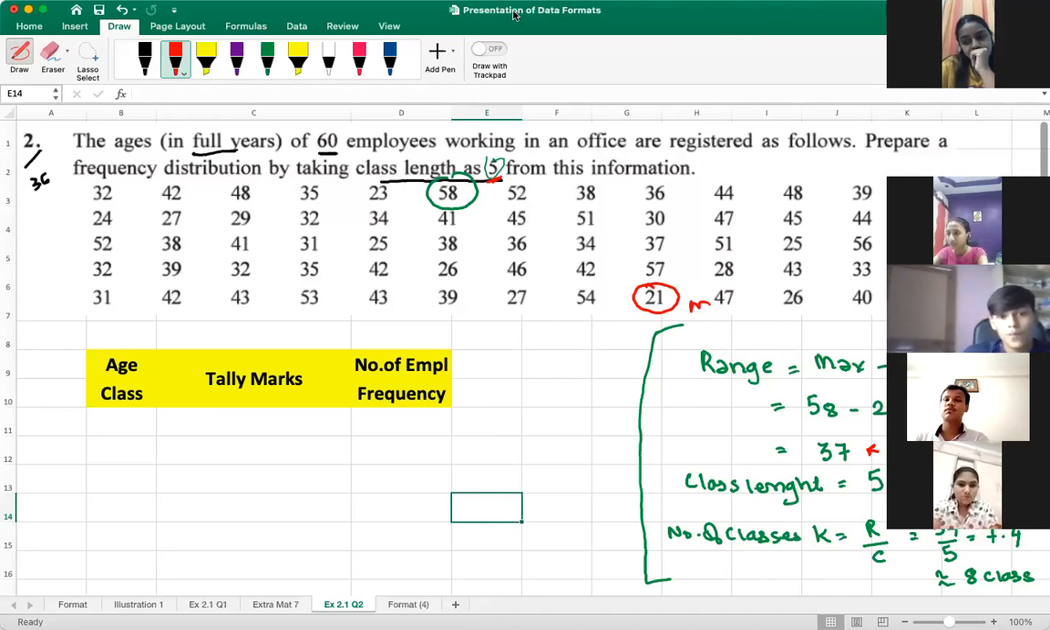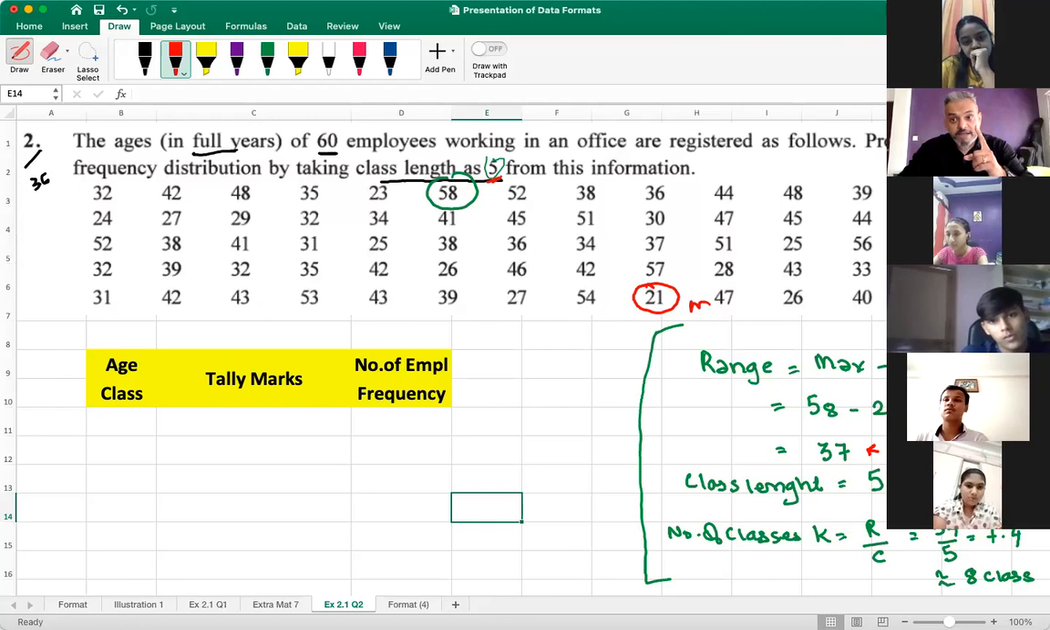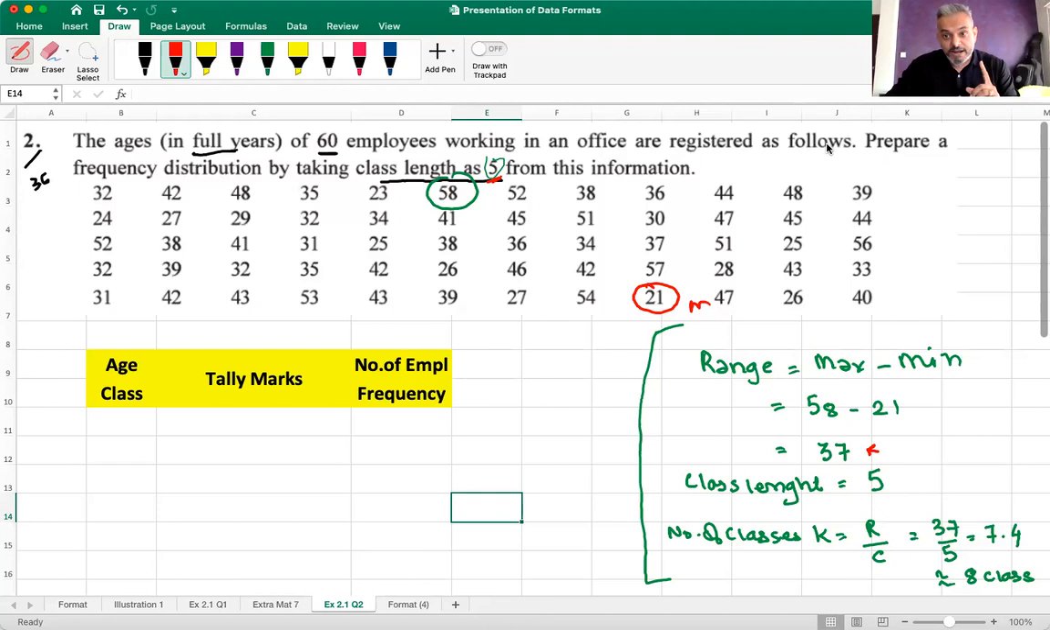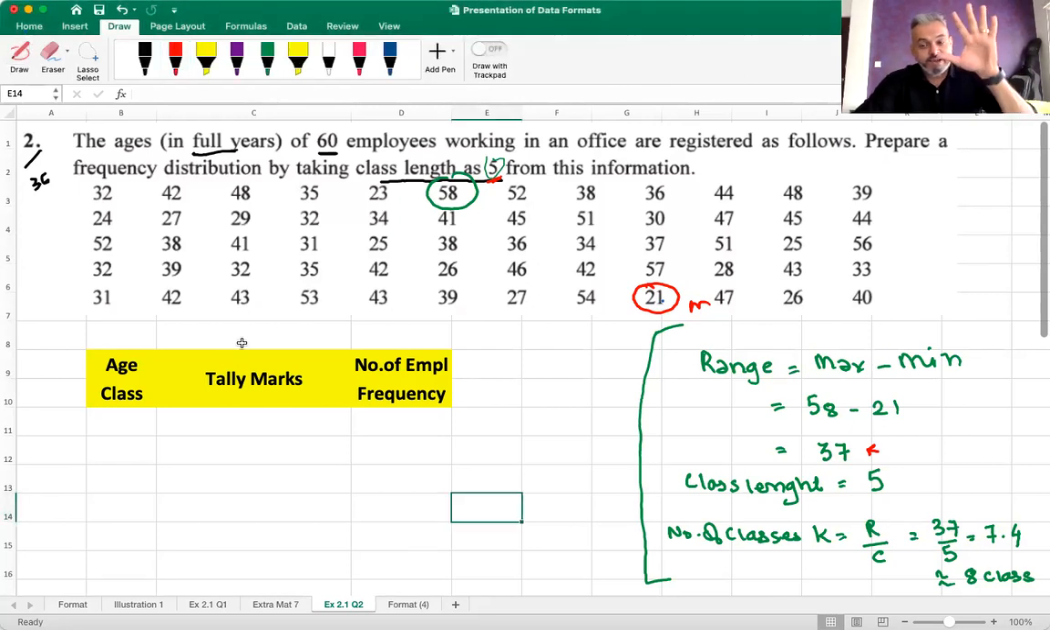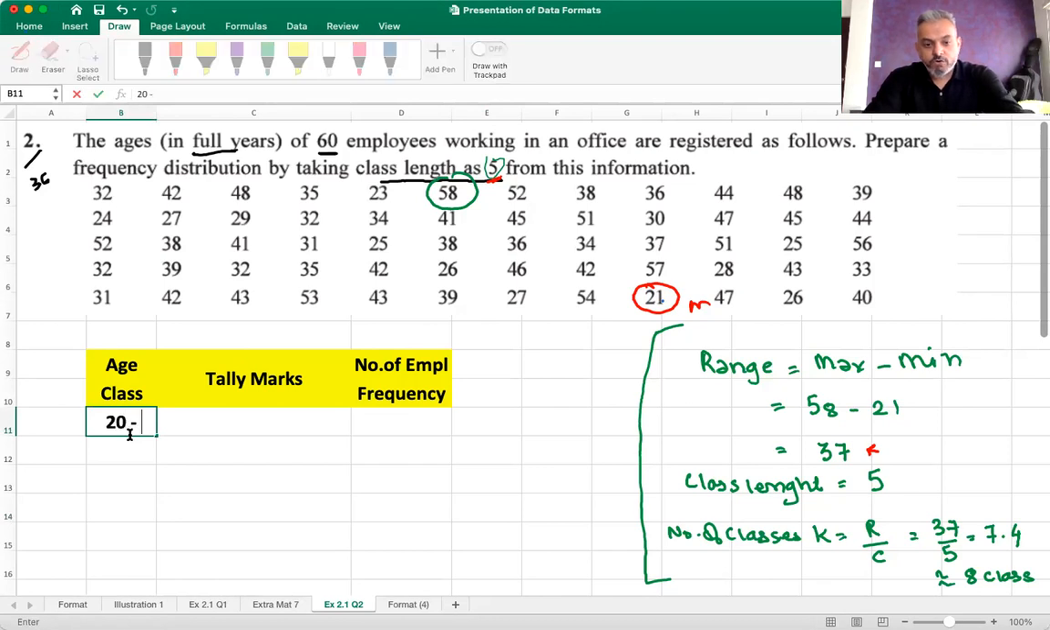Now, how do we have to make the classes? Which will be the first class is very important, so please pay attention. Minimum is 21 and we want a class length of 5. So the first class, for the variable age, we take as 20 to 25.